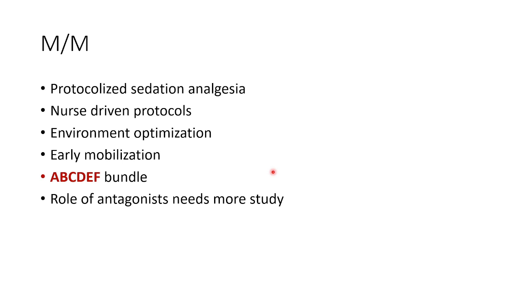The role of specific antagonists. As we've seen, the problem is that there is a dependence at the receptor level. So whether you can introduce some antagonists like naloxone for opioids or flumazenil for benzodiazepines. These things are under study and do not have any strict, clear-cut proven role. They are under study and may come up later on.